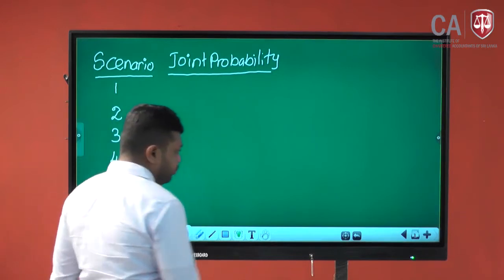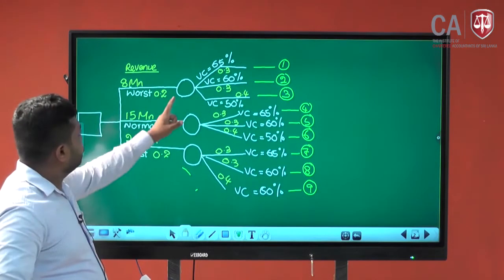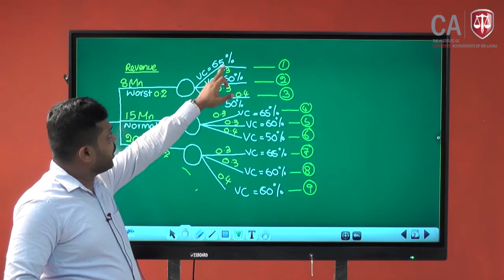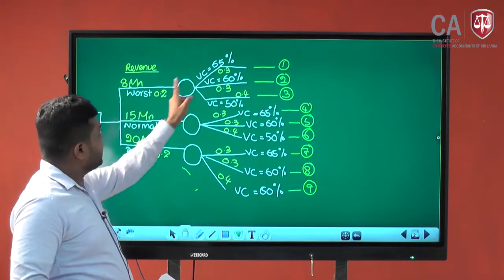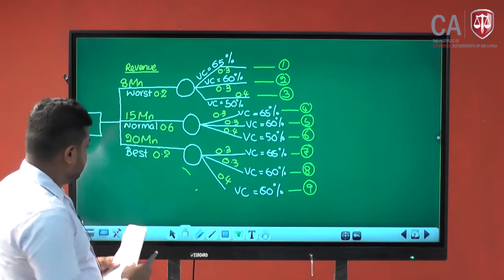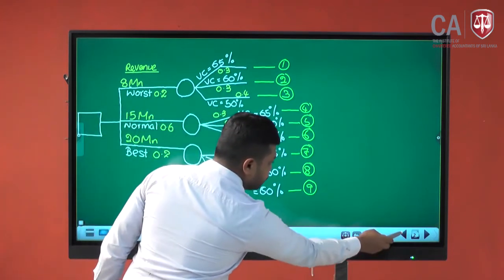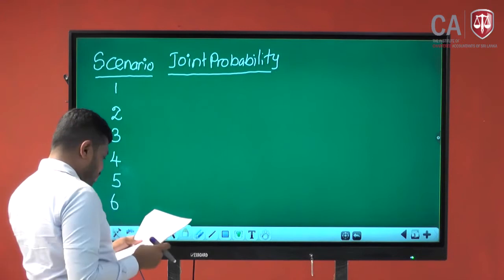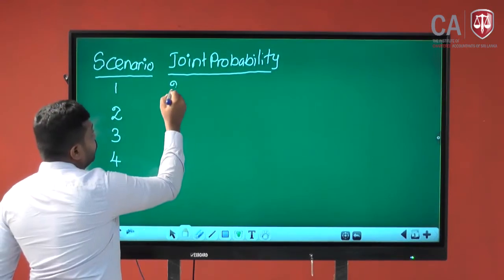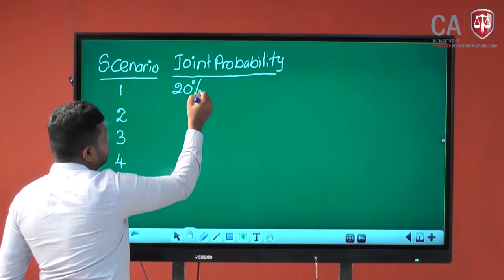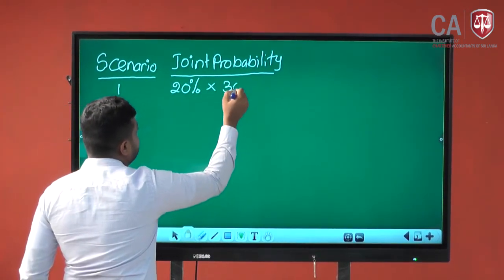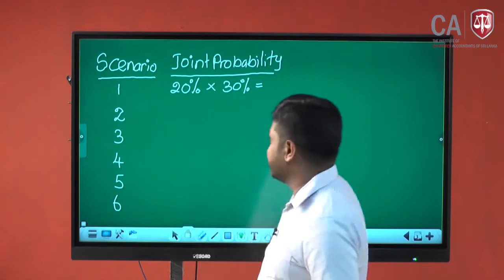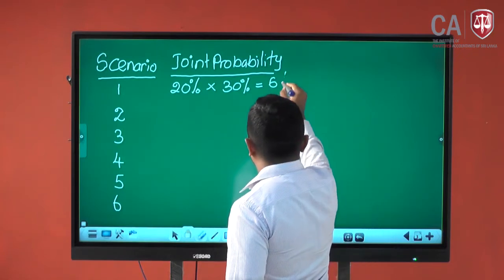You can look at the joint probability in the first scenario. If you go to the first scenario, for revenue, the worst case scenario probability is 20%, variable cost can be 65%, there is a probability of 30%. 20% into 30%, right? Therefore, we can calculate the joint probability. Joint probability will be 20% into 30%. Your joint probability will be 6%, right?